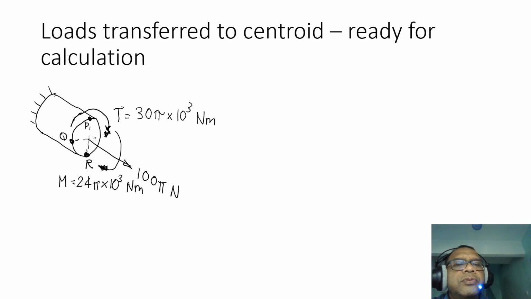So 24 times 10 to the power of 3 pi bending moment, the 100 pi axial load, and then I got the torque T equal to 30 pi times 10 to the power of 3 Newton millimeter, and also a vertical force of 200 pi Newton.